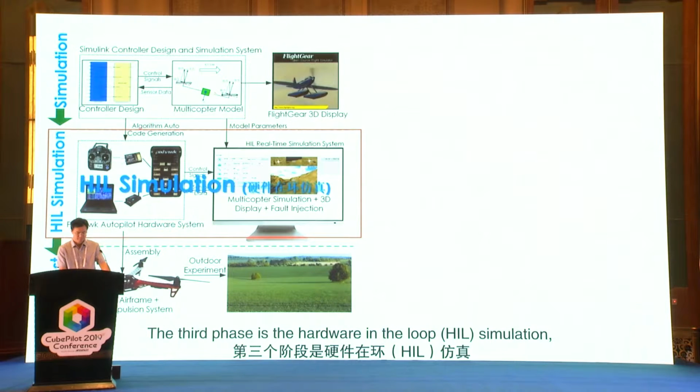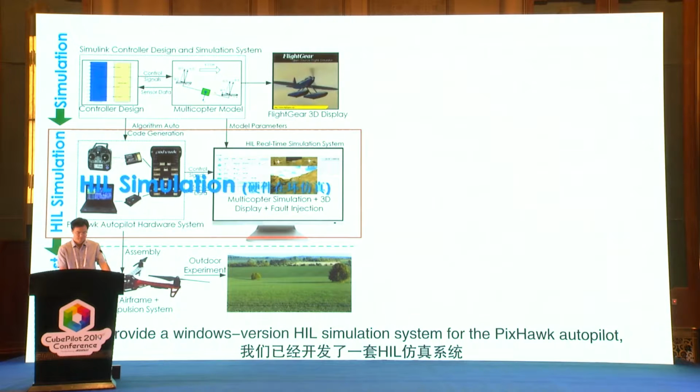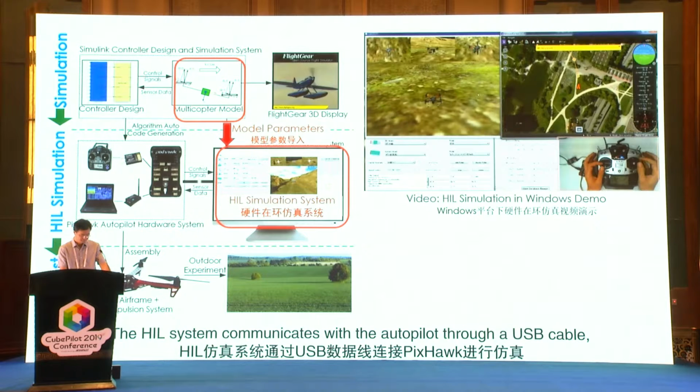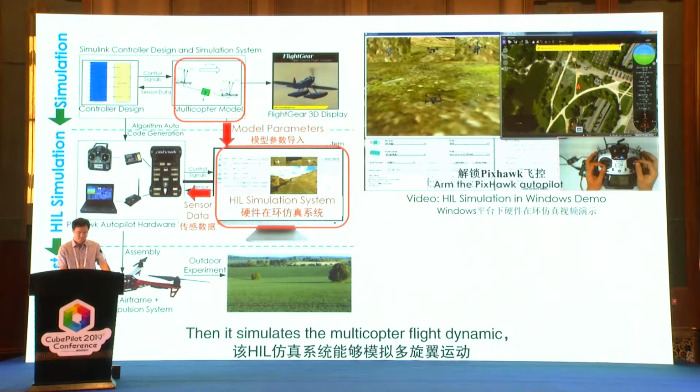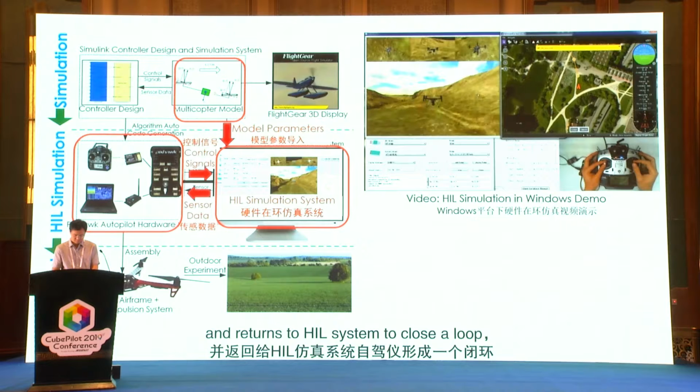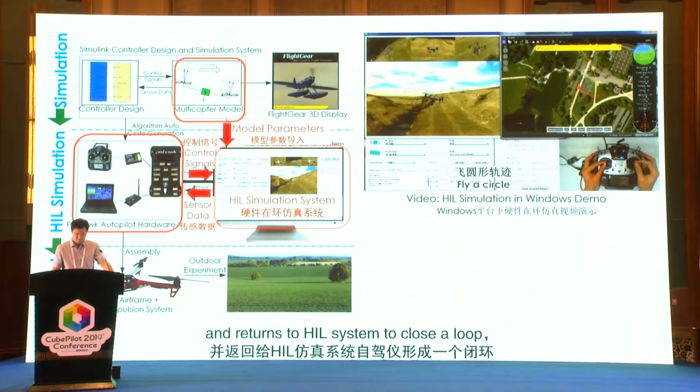The third phase is the hardware-in-the-loop simulation. We provide a Windows version HIL simulation system for the PyXHawk Autopilot. The model and parameters come from the previous Simulink model. The HIL system communicates with the Autopilot through a USB cable. Then it simulates the multicopter flight dynamics and sends sensor data to the Autopilot. The Autopilot calculates control signals and returns them to the HIL system to close the loop.